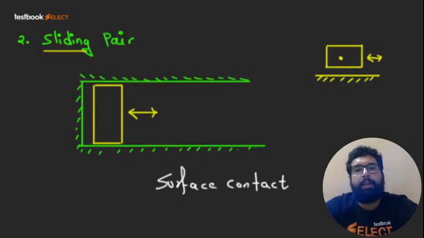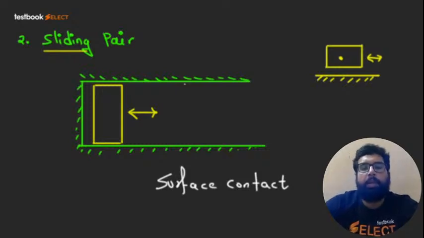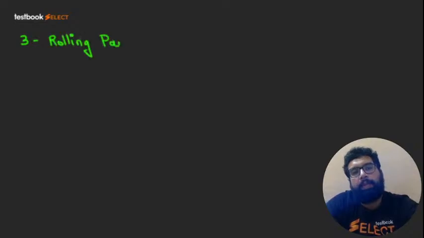Right. Now moving to the next one. So we have this sliding pair. Now the next one is the rolling pair.